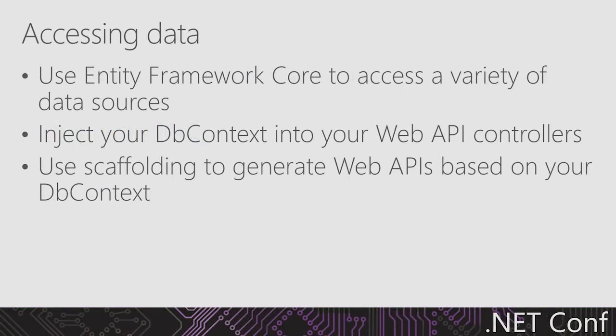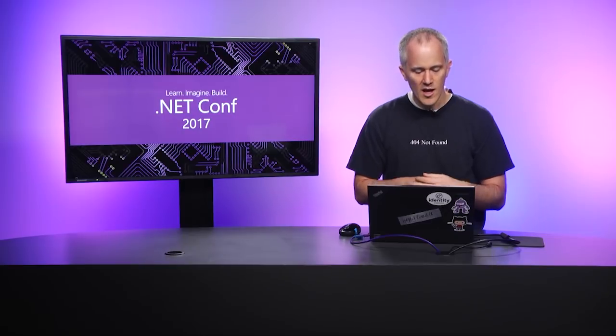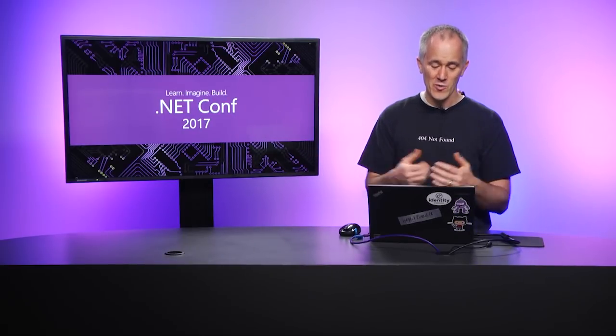All right, let's talk about accessing data now. So far, we've just been playing around with data in memory, really just messing around at the HTTP layer and implementing the semantics of HTTP. But with web APIs, you're going to want to hook it up to some data at some point. How can we do that?